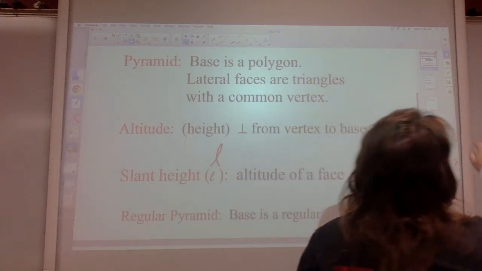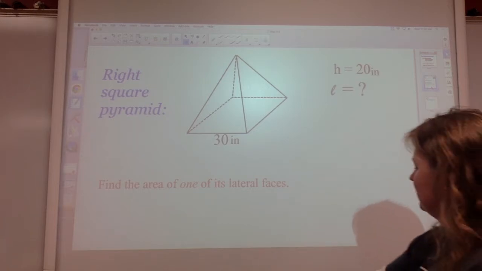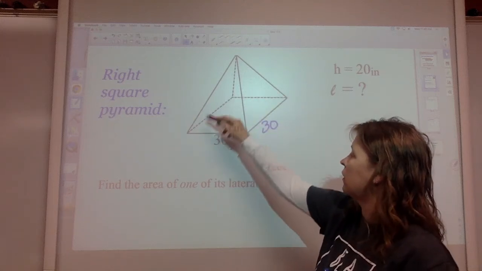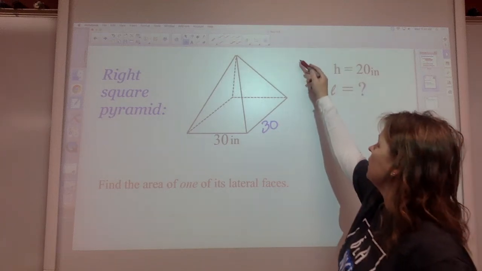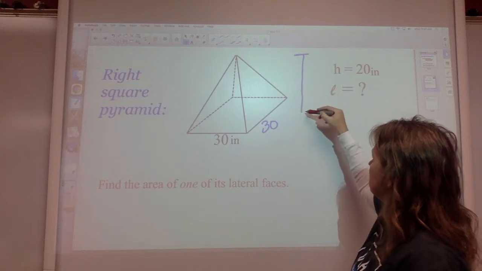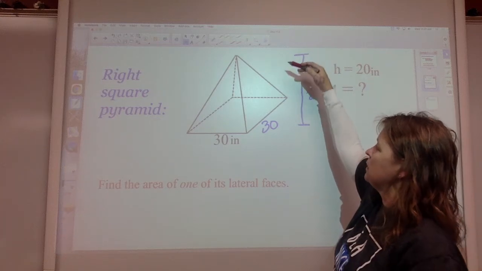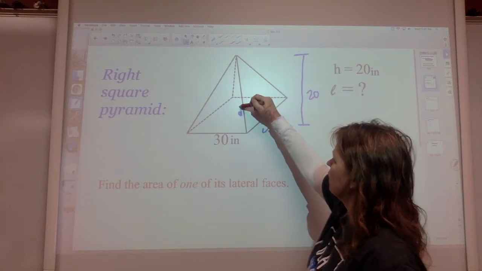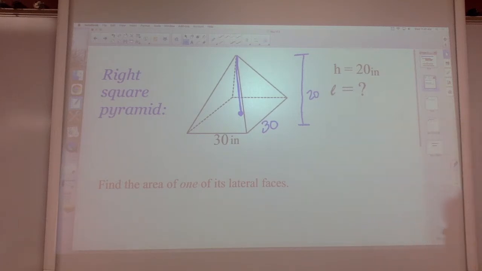All right, so let's do a little work with that. Hopefully you don't have to draw this because you have a handout. You have a right square pyramid. Since it's called a square pyramid, you know that this base is square, which means it's a 30 by 30 square. The height of it is 20 inches. So that's how tall it is from top to bottom, if you measure it straight up, or right smack through the middle of the pyramid, from vertex to the center of the base. That height is 20 inches.